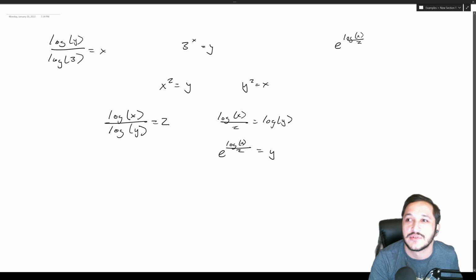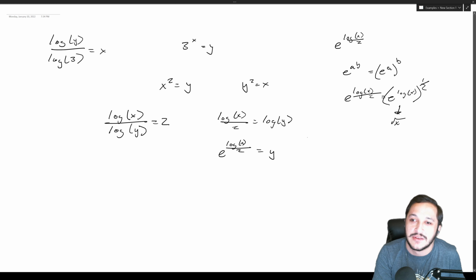And the reason this works is if you take e to the log x over 2, you can simplify this. So if e to the a times b equals e to the a to the power of b, what you can say is e to the log of x over 2 equals e to the log of x to the power of 1/2, and this turns into x, and that turns into the square root of x. So we know that e to the log of x over 2 equals square root of x.